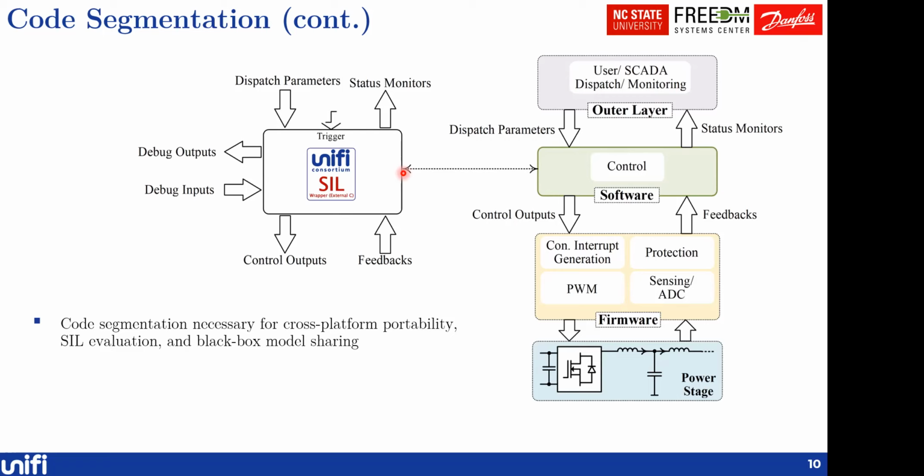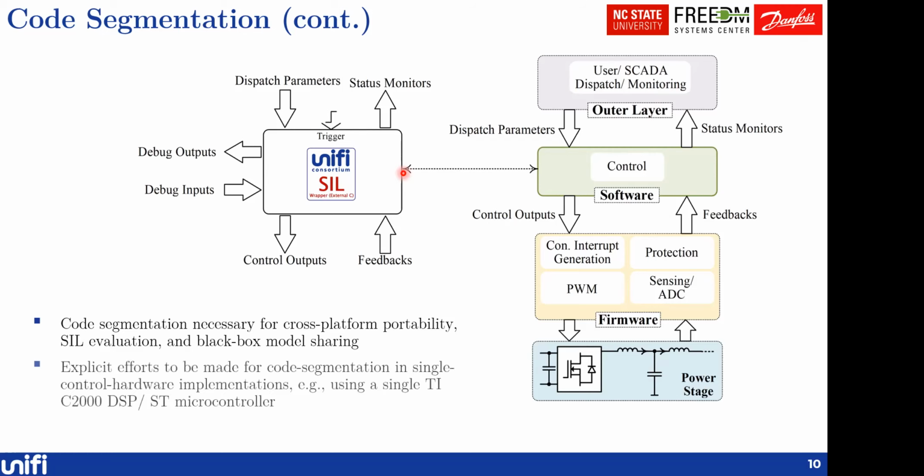So what I said in the earlier slide is that in your application, if this code segmentation is already there, then that's very good. But if not, then you will have to do it yourself. You'll have to ensure that your code segmentation exists in your application. For example, in an application where you only have TI DSP, then chances are that all of your software and firmware are in the same code files, and you should make an effort to basically segment them in the right way. So if you have that, then you can use these blocks that we created for UNIFI.